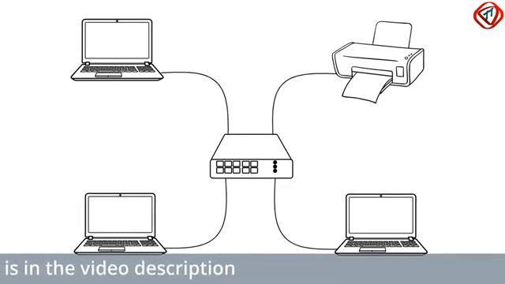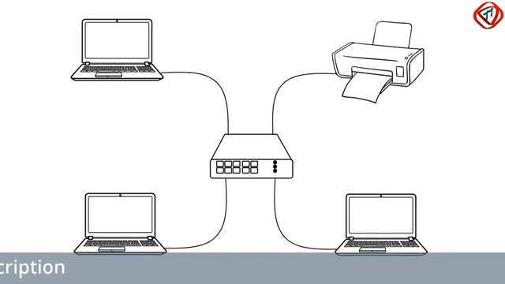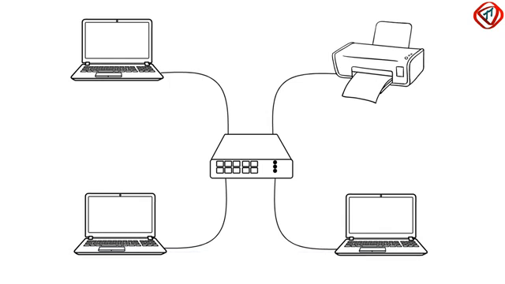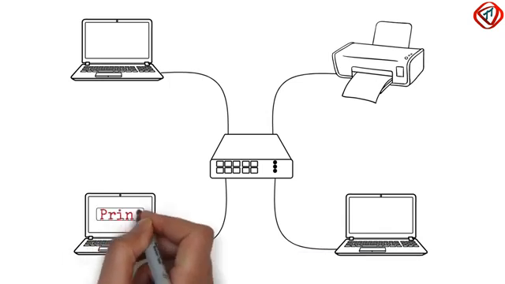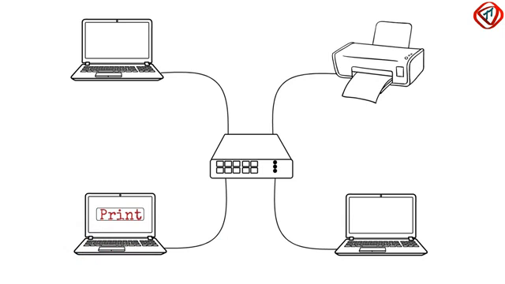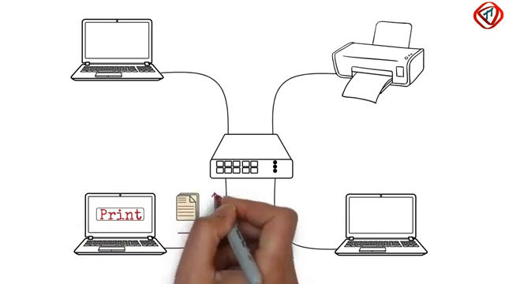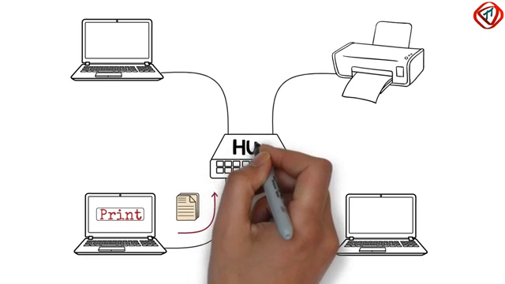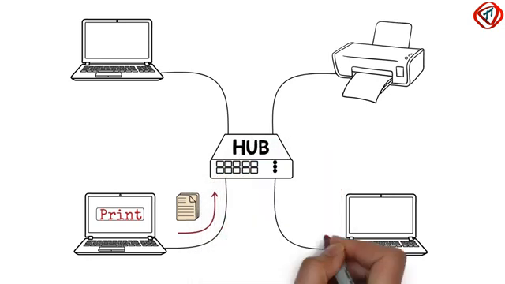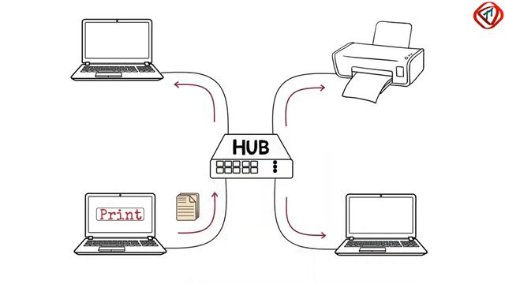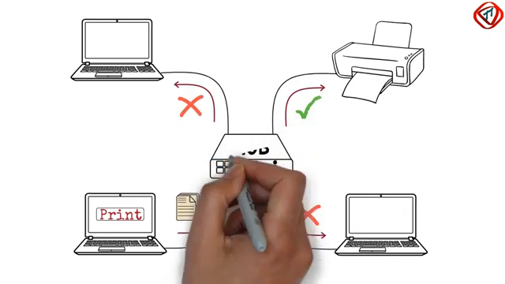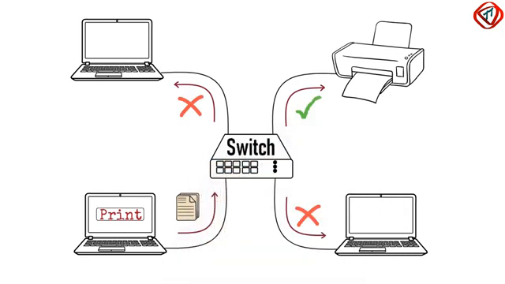Suppose your computer is connected to a printer with a star topology network. Now you click on print on your computer to print a file. The file is sent to the central device. If the central device is a hub, the file is forwarded to all connected computers. However, only the printer accepts it. On the other hand, if the central device is a switch, the file is sent to the printer only, that is unicast.